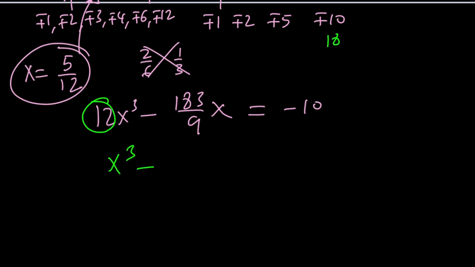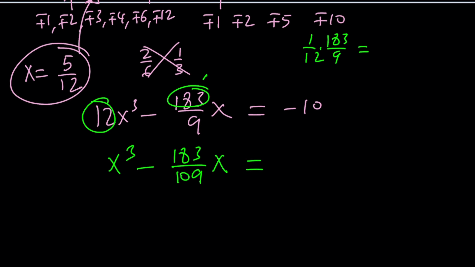And if you multiply this by 1 over 12, that'll give you 183 over 109. I don't think that simplifies because 183 is not divisible. I think it's prime, most probably, right? And we'll multiply by 1 over 12. That's going to be negative 5 over 6.